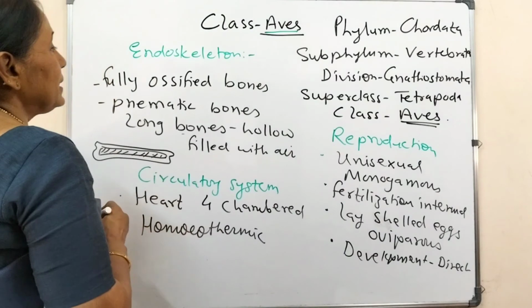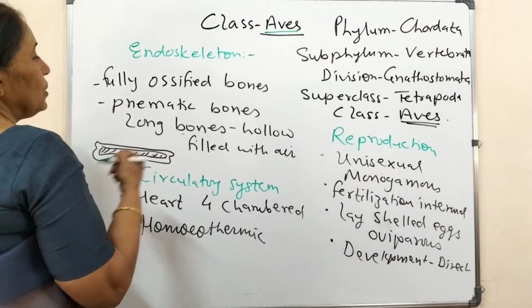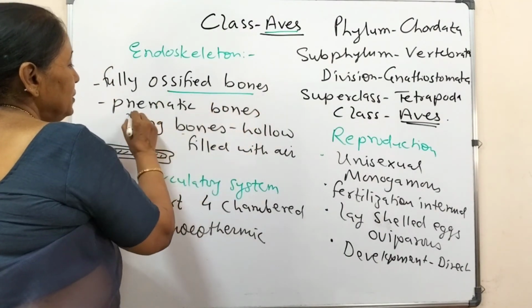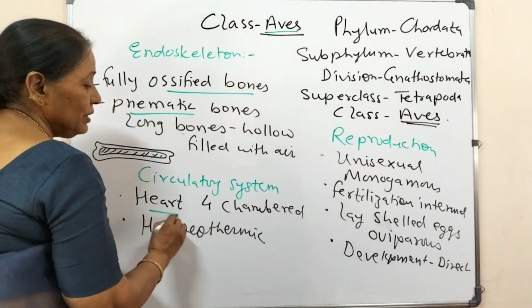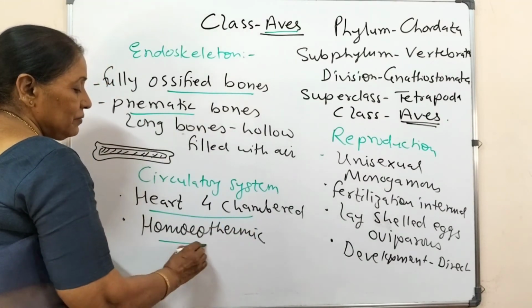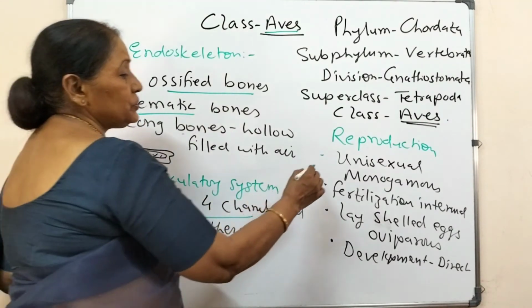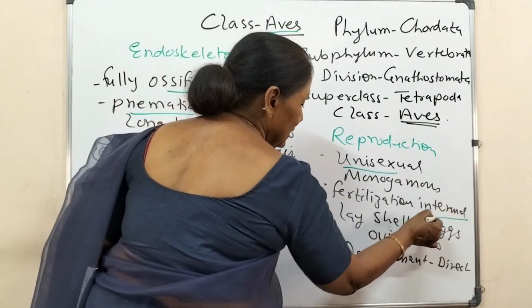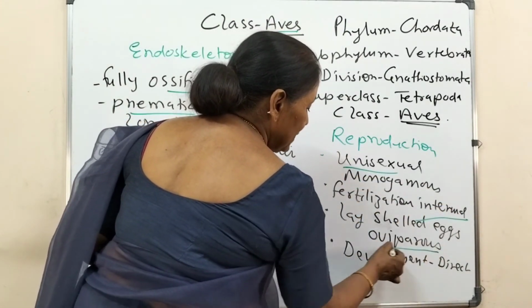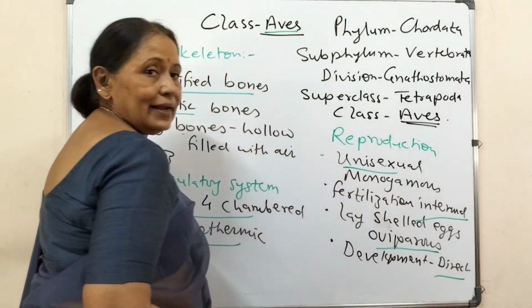These are all the characters of Aves: the ossified bones, the pneumatic bones, heart having 4 chambers. They are warm-blooded, unisexual, fertilization is internal, and they are oviparous, development is direct.